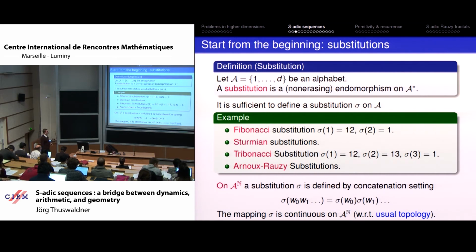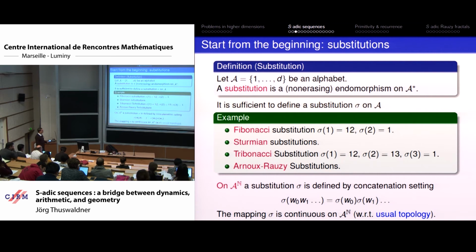We already saw a couple of examples for substitutions. So to say, the mother of all substitutions is the Fibonacci substitution. 1 goes to 1, 2, 2 goes to 1. The Sturmian substitutions were examples of substitutions. Then the Fibonacci substitution, this is the one Rauzy used to define his prototype of the Rauzy fractal. I recall the definition here. This is a substitution. Also, the 3 Arnoux-Rauzy substitutions are examples of substitutions.